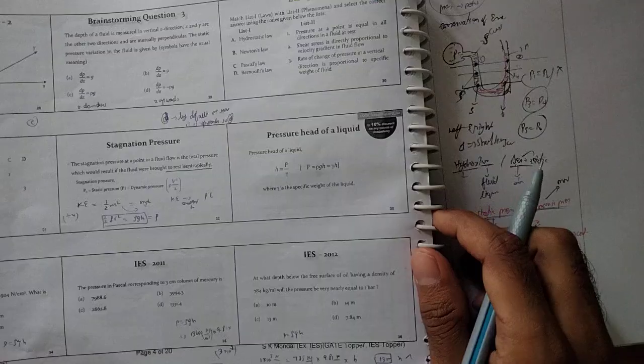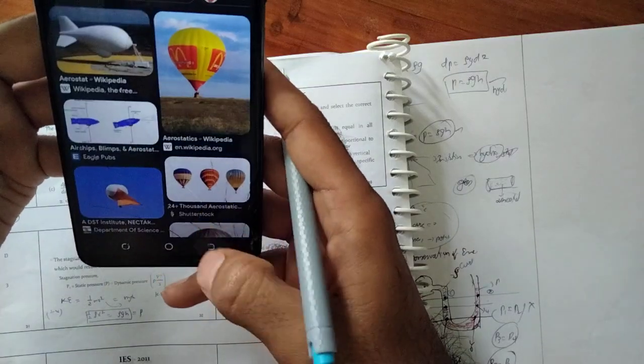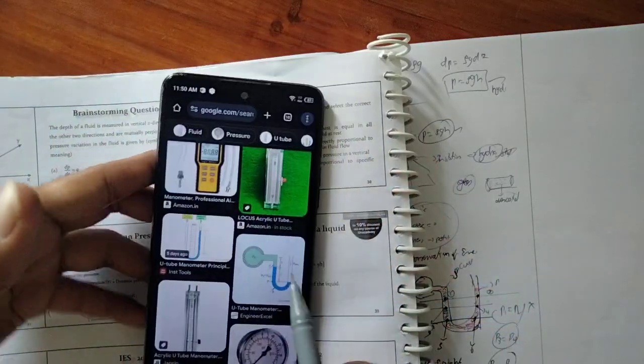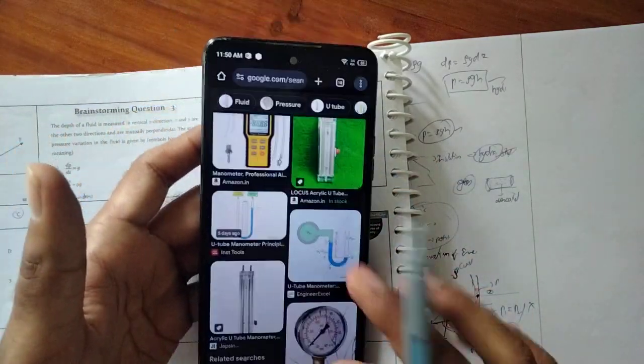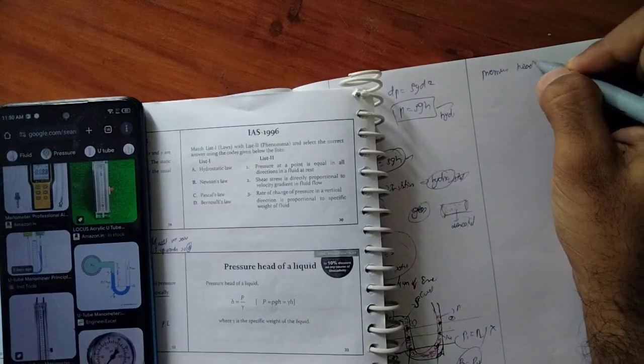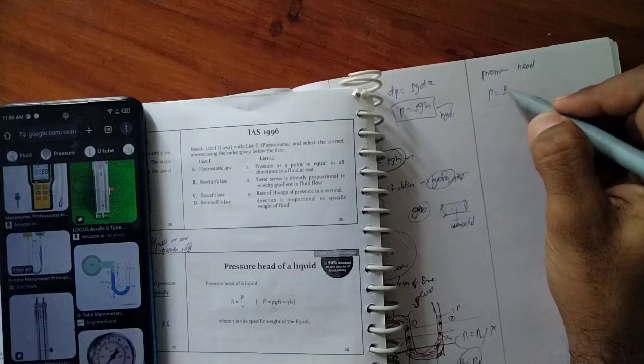Okay, the next thing we can just go here. Next one is the pressure head of a liquid. In this, as I just mentioned in the earlier example, we will also consider pressure head, H. So pressure is equal to rho g h.